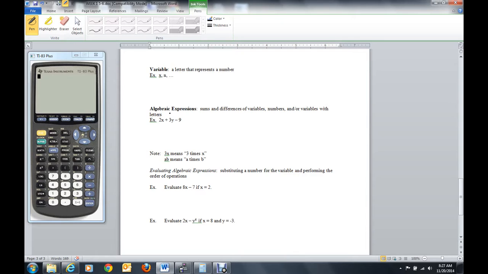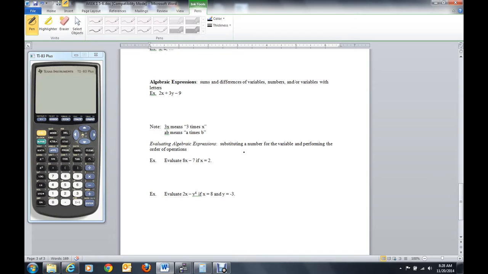Anytime you see algebraic expressions, that just means that you have a bunch of terms being added and subtracted. Like this, for example, 2x plus 3y minus 9. These are all individual terms. You cannot combine them together. So this is all that it is. You got 3 different terms here. Once again, anytime you see a number with a letter, that means multiplication, 3 times x. If you see 2 letters, 2 variables side by side, that also means multiplication, a times b.